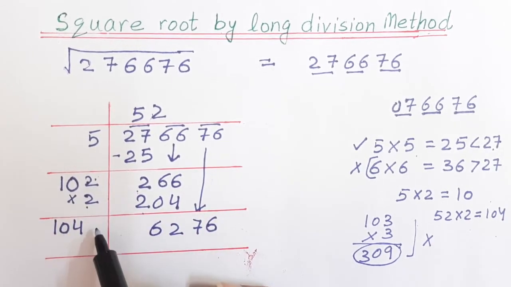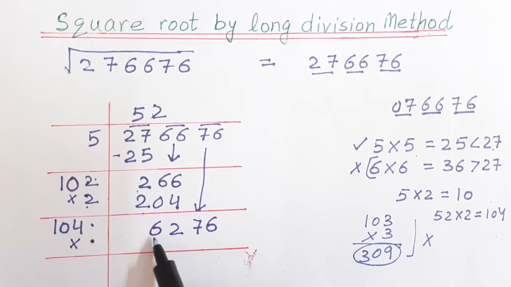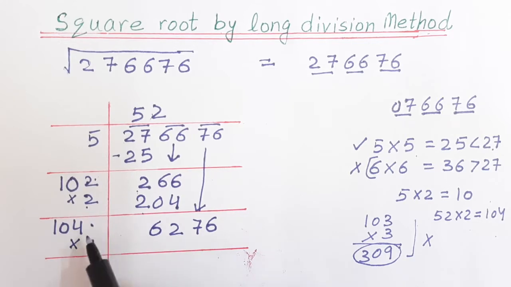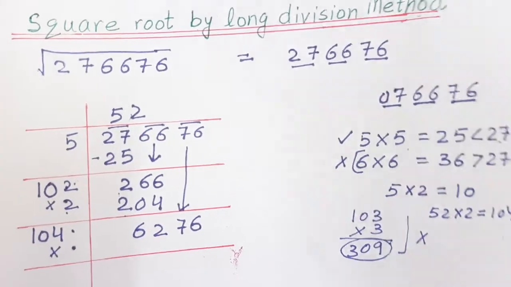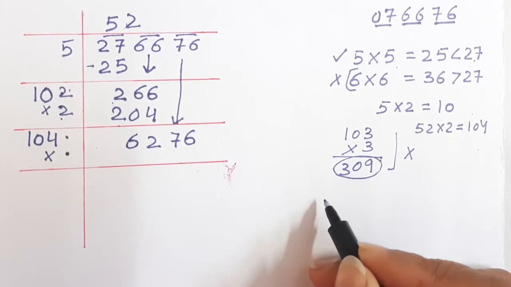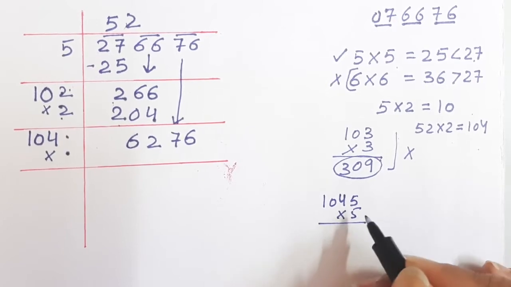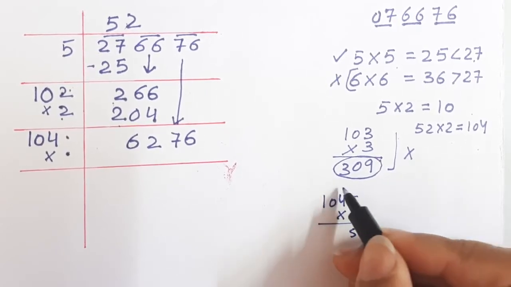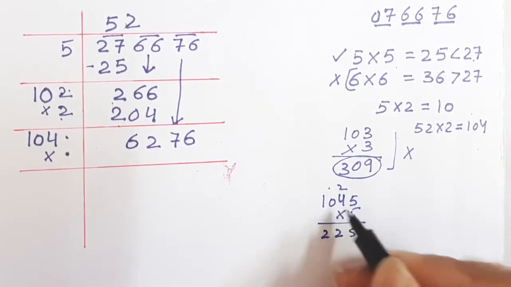I am going to take one digit here, so that I multiply it with the same digit and come closer to 6276. Clear? For that, children, you need to practice. You can try this with different numbers. Suppose I take the number 5 here. Suppose I take 1045, 5 multiplied by 5: 5 5s are 25, 5 4s are 20, 22. 5 1s are 5.